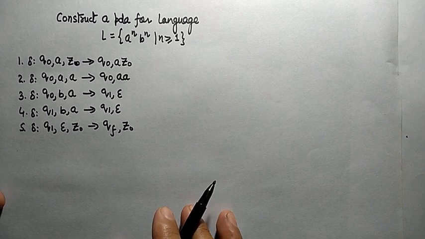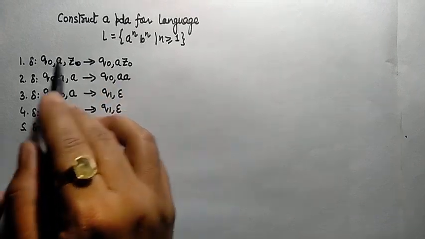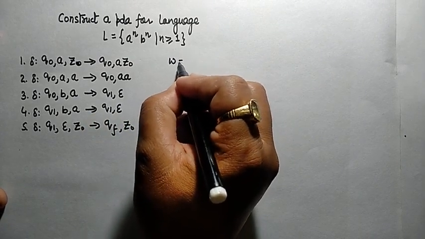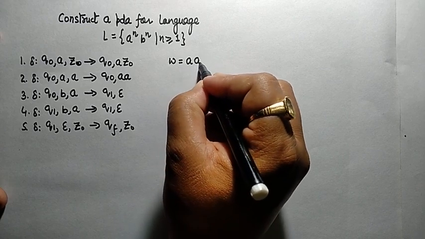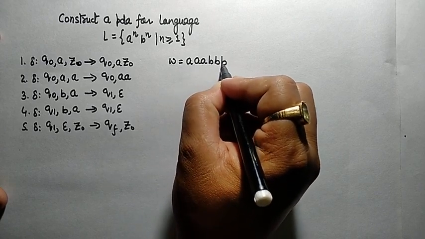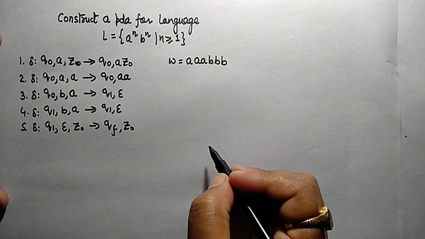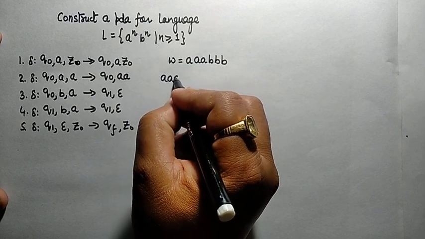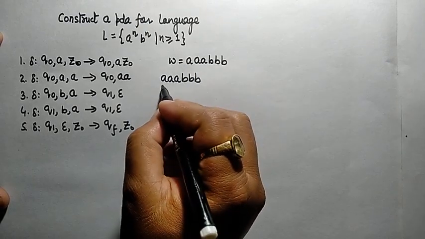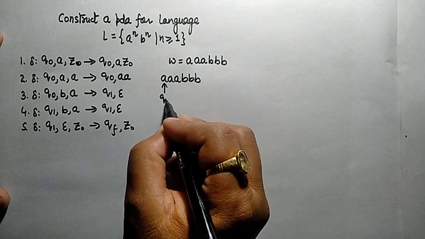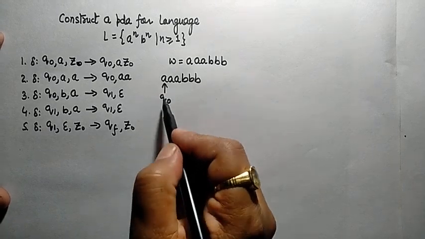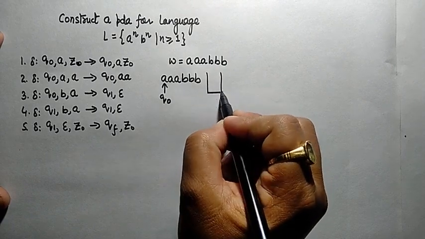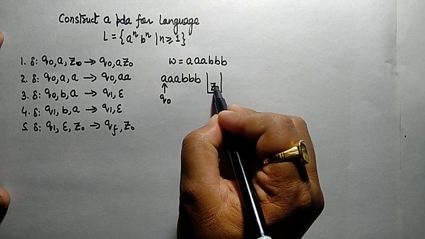Now we try to process a string of this language with these rules. Suppose we have a string, let's say 3A and 3B. So initially the machine will be at the initial state and it will be reading the very first symbol, and at this point of time the stack contains Z0.